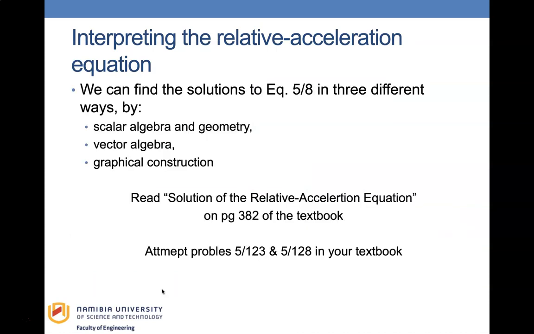Just as we did in the relative velocity method, we can find the solutions to equation 5.8 in three different ways: by scalar algebra and geometry, or by vector algebra, or by graphical construction.